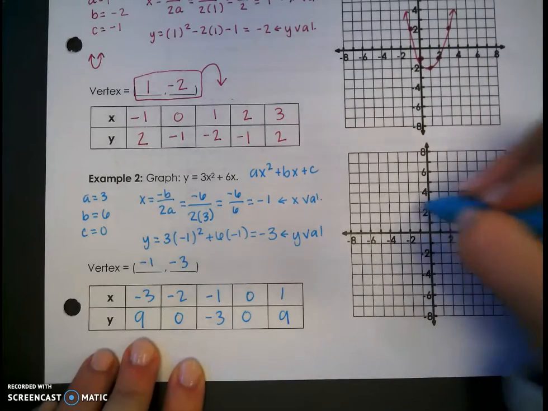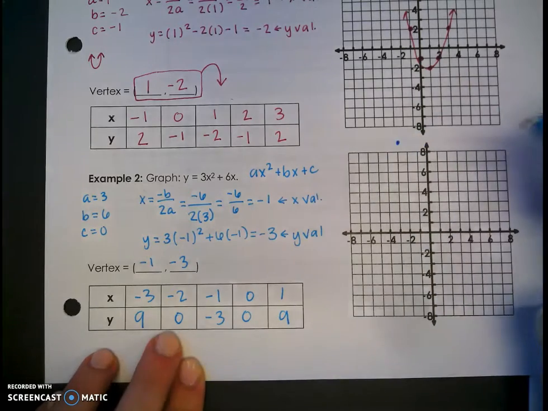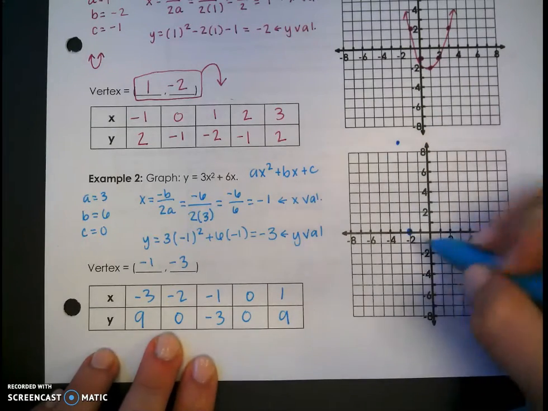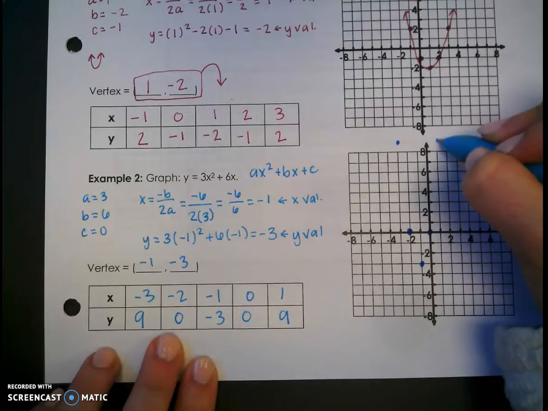So then I plot my points. Negative 3. This is 8, so I'm just going to approximate where 9 would be. Negative 2, 0. Negative 1, negative 3, 0, 0, and 1, 9.